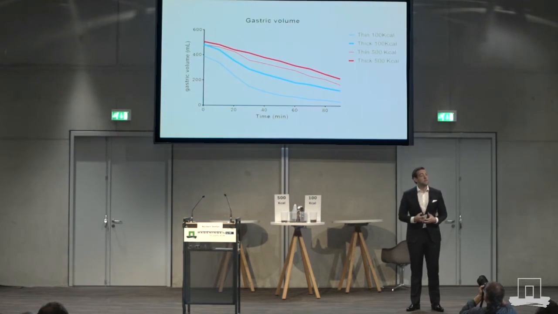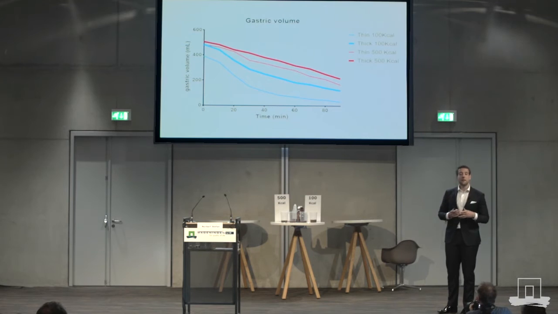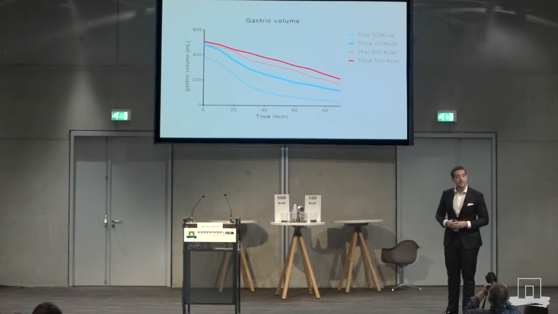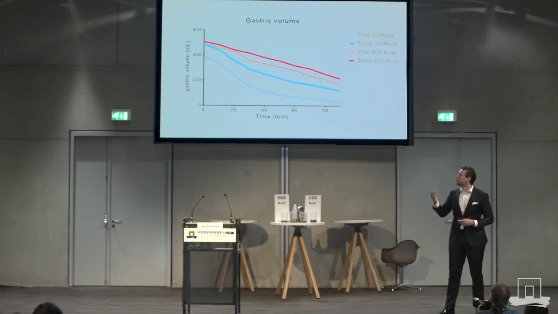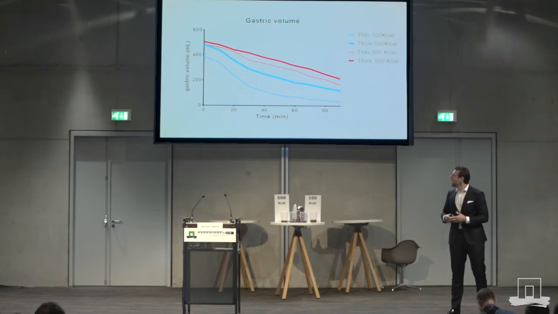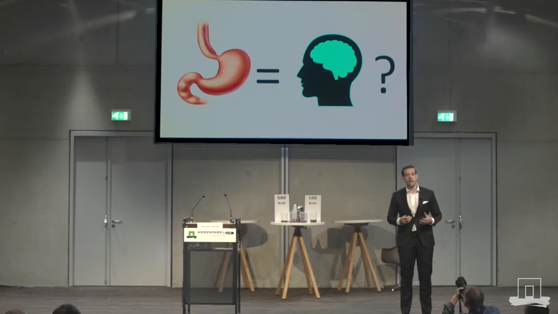And when I show you then the emptying curves of these stimuli, you see in the red is the 500 calorie condition. You see that the emptying, the volume stays highest in the stomach, so the emptying is slowest for the 500 calorie shakes, and the emptying goes quickest for the 100 calorie shakes. And we see that the thick version of the 100 calories goes a little bit slower than the thin version of the 100 calories. And the question we then ask ourselves is, does this stomach distension, this volume in the stomach, actually mean something for how full you feel? So we decided to take a look at that.